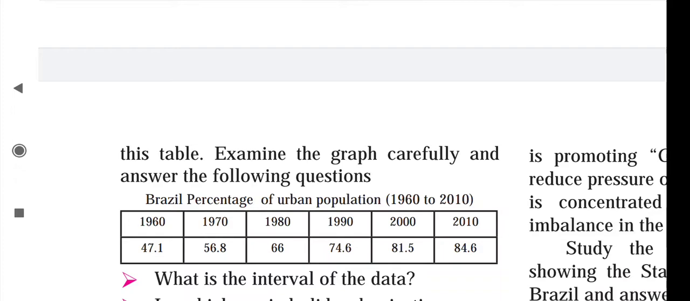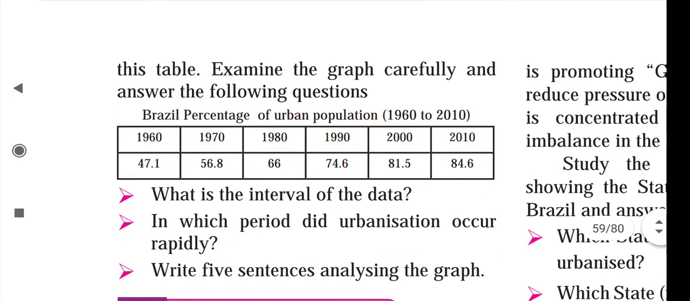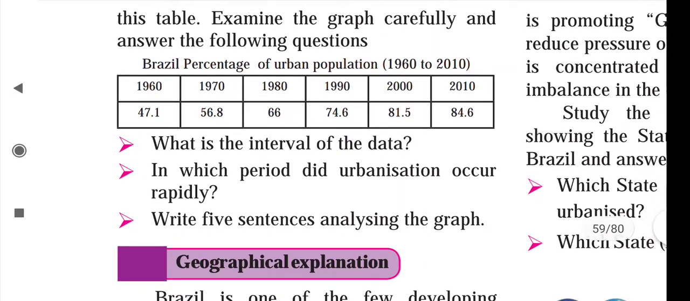Line graph means you have to draw one line. How to do that, we have studied in our term. So see here what is said: when you prepare it, you have to read the statistical data, then prepare the line graph and answer the 3 questions. What is the interval of the data? So children, 1960, 1970, 1980, 1990, 2000, 2010. So a 10 year interval is given.